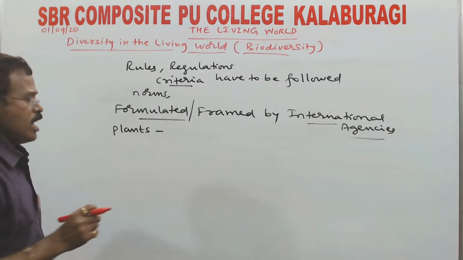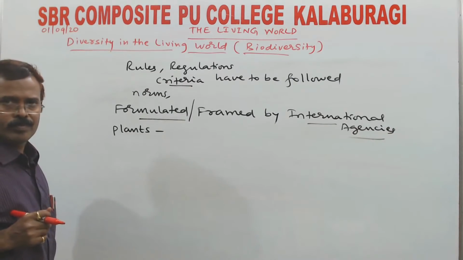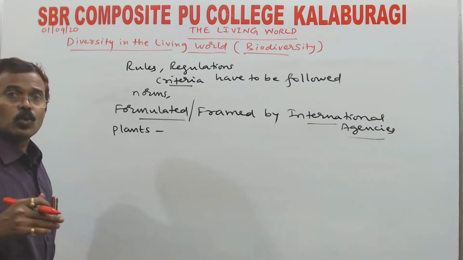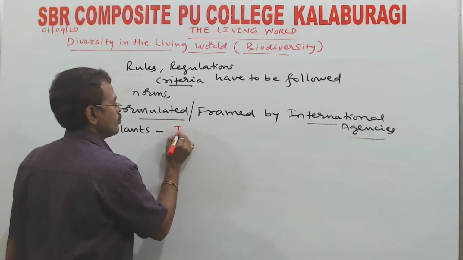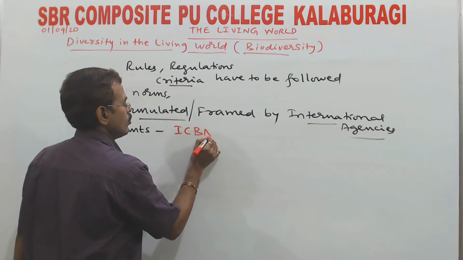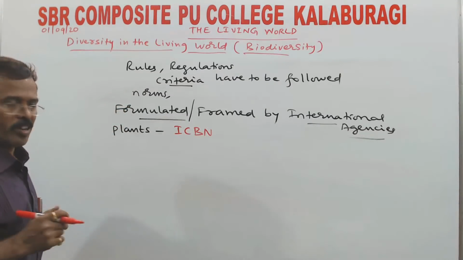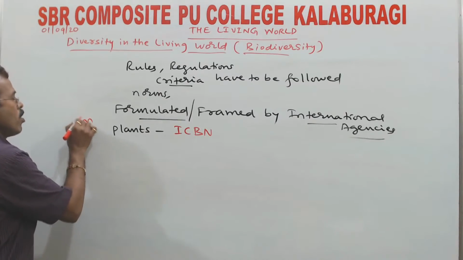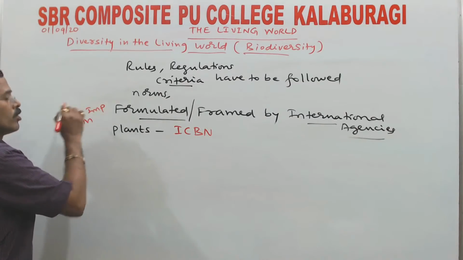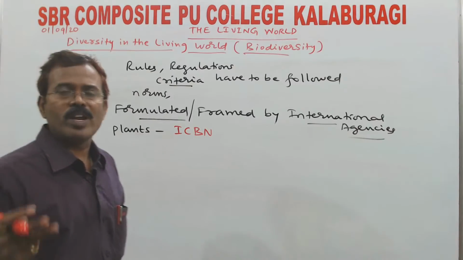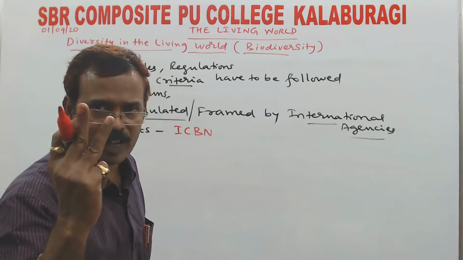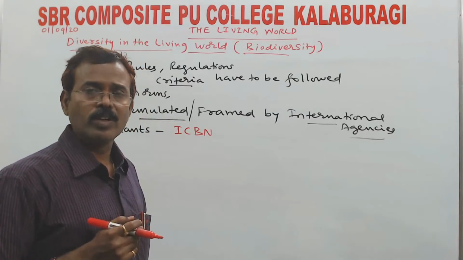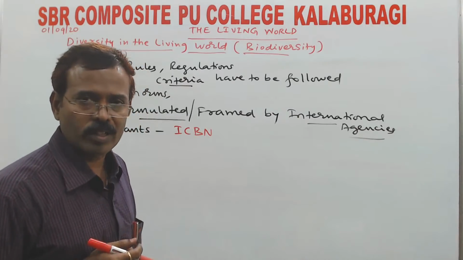Valid scientific name for plants is given as per the rules and regulations given by ICBN. You have to remember this, one mark, very important. Characters of living beings can be asked for 3 marks. Characters of living beings are important for 3 marks from the theory point of view. In NEET also questions can be asked.